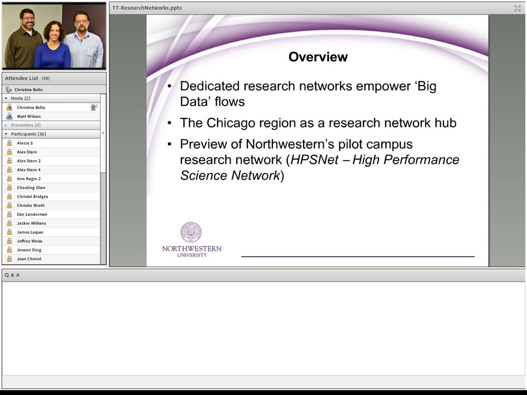Here's a brief overview of what we're going to be discussing today. 3 major topics. The first one is we're going to be discussing big data flows and how dedicated research networks empower them. The second part of the discussion will focus on the Chicago region as a research network hub and how important this is for Northwestern University researchers. And Matt is going to give us a preview of Northwestern's Pilot Campus Research Network that is currently being deployed.